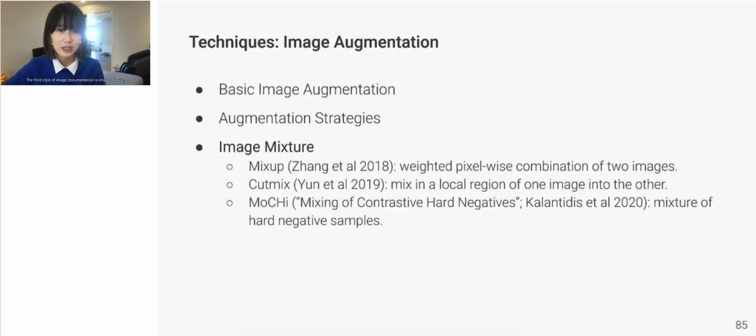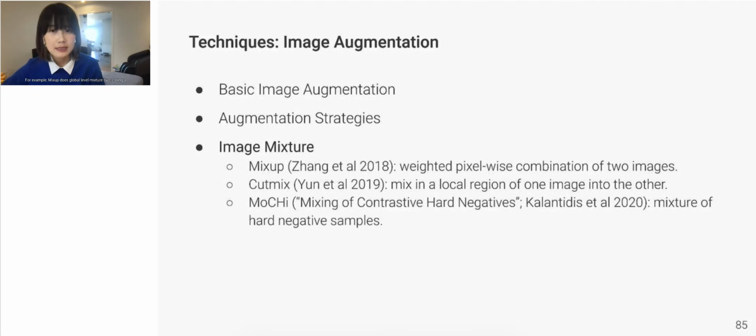The third style of image augmentation is image mixture. It refers to a way to fuse multiple images into a single one. You basically create new samples based on existing ones, but instead of using a single image, you take multiple ones as input.